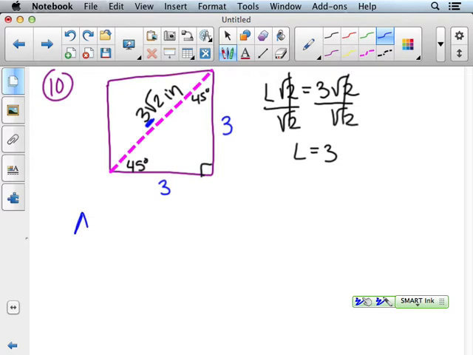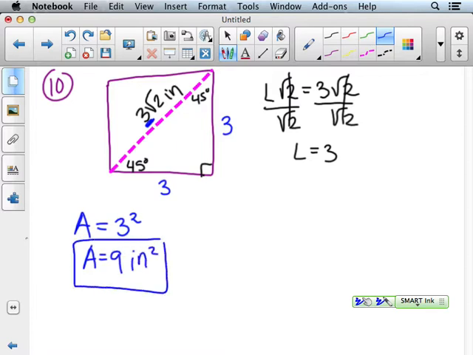Now area equals the side squared. So area equals 3 squared, which in this case is 9. And remember your units are squared, so 9 inches squared.